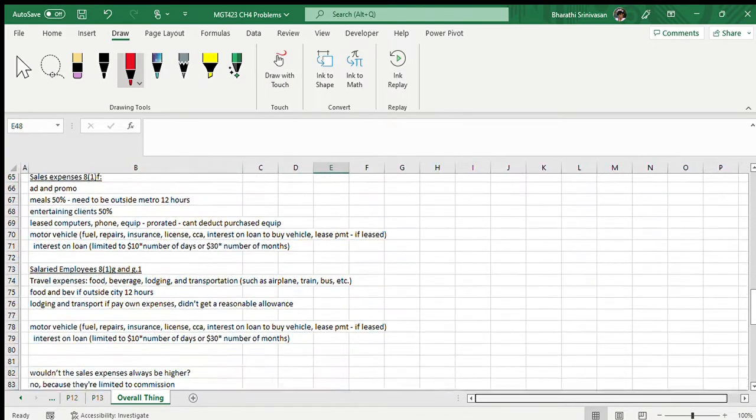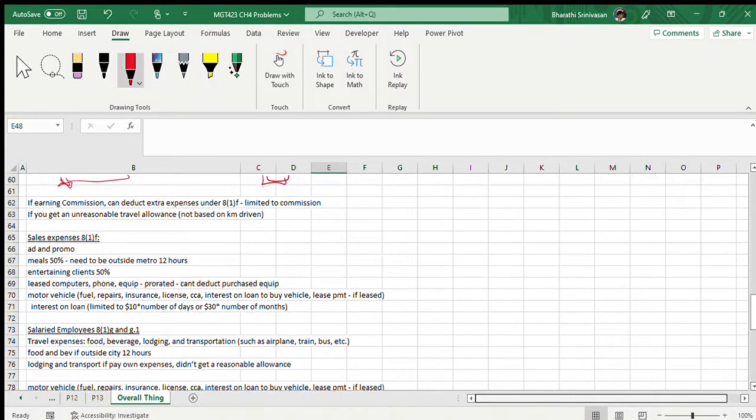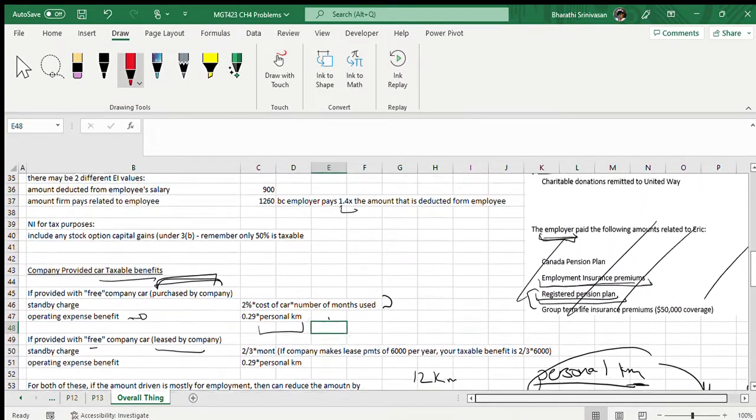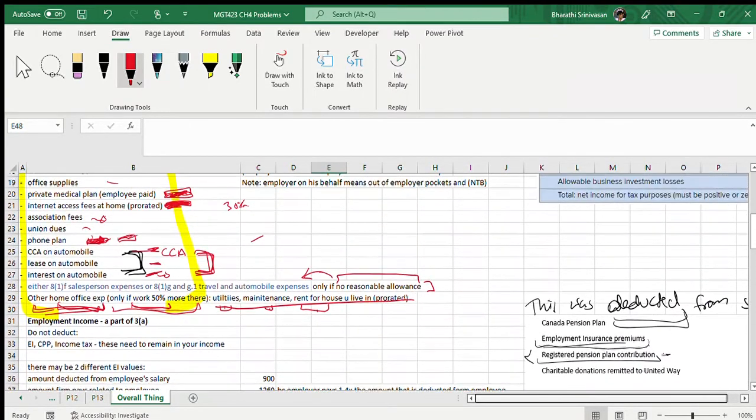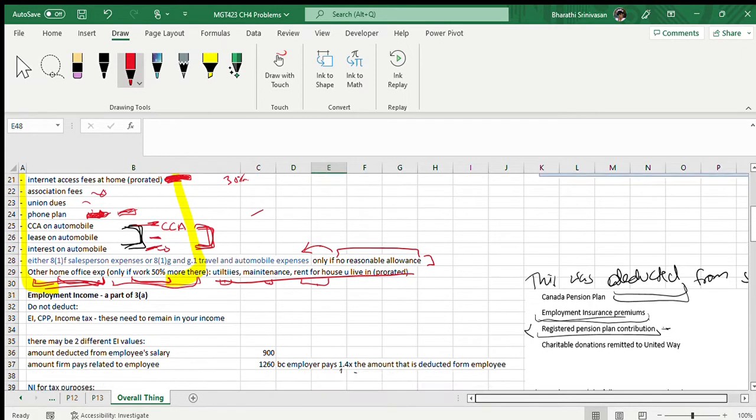Okay, these two over here are okay. The commission 81F and 81G, those are honestly the most confusing things, just because there's a lot of stuff. Remember that. Okay, so first of all, I think that's the last one.